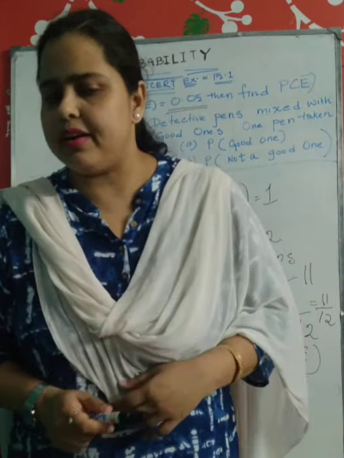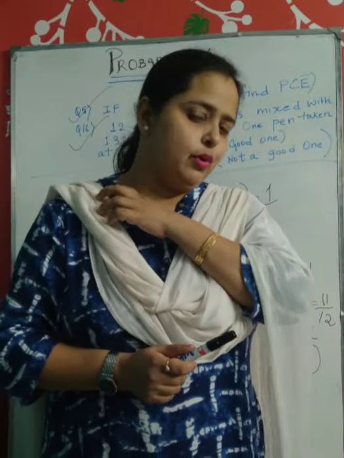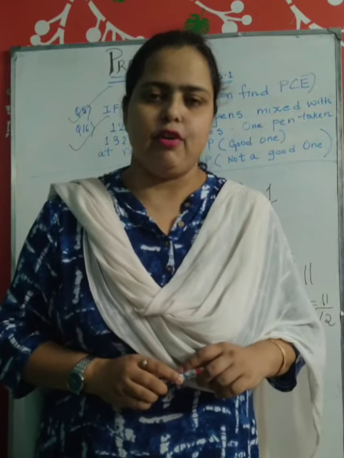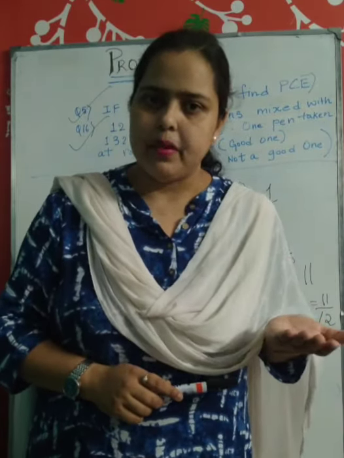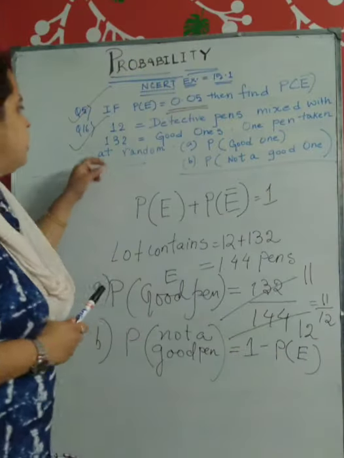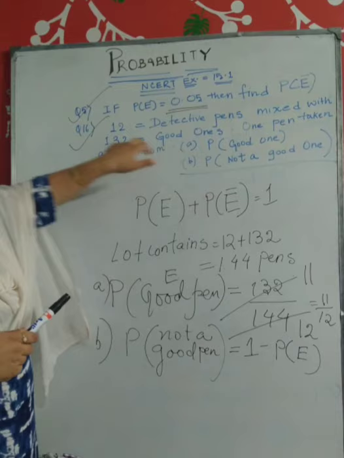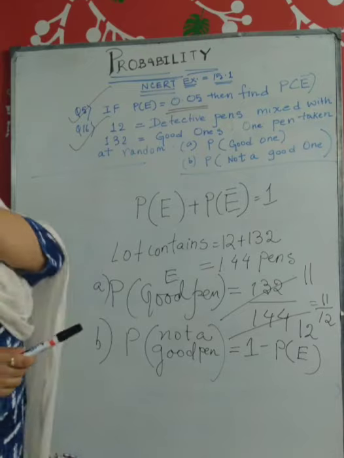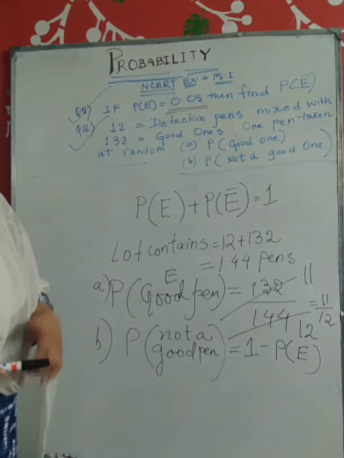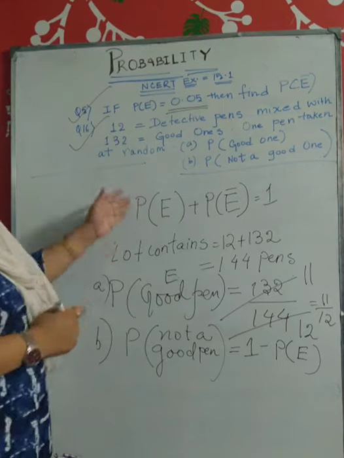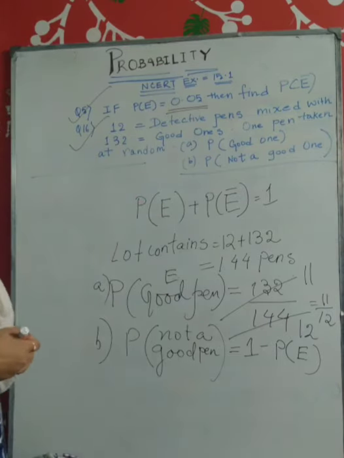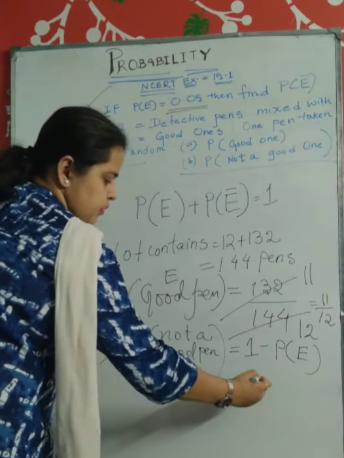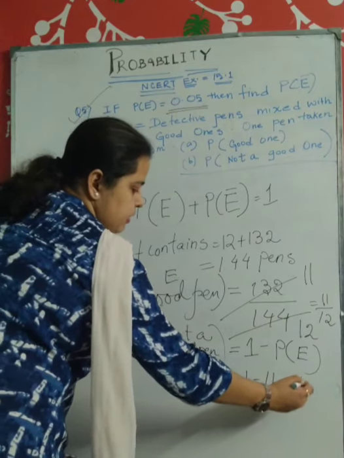I know you are thinking why I have to use the formula. But see children, I am just showing you an application of that formula. If you wish, you can go with the other method also, that not a good one means a defective one. 12 by 144, you are absolutely right. But I just want to show you that this formula can be used in either way, in the direct questions also, and in the questions which are indirect. So 1 minus 11 by 12 is again 1 by 12.